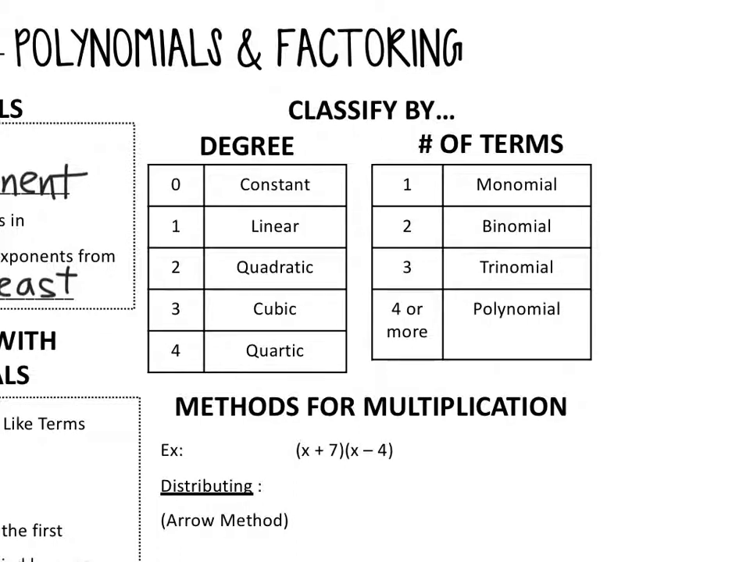Each of those functions will look different, and you know what a lot of those functions look like. If you classify them by the number of terms, meaning if there's 1 term, it's going to be a monomial, 2 terms, binomial, 3 terms, trinomial, 4 terms, polynomial. So you want to look at that prefix there, mono, bi, tri, poly. If you use those prefixes, that can help you determine how many terms are in that polynomial.